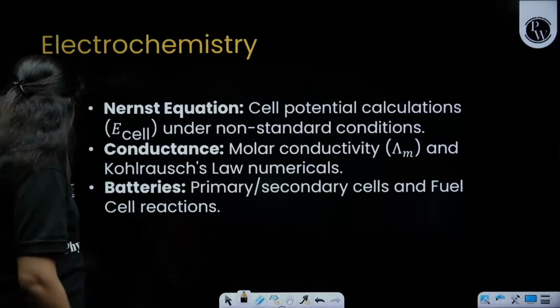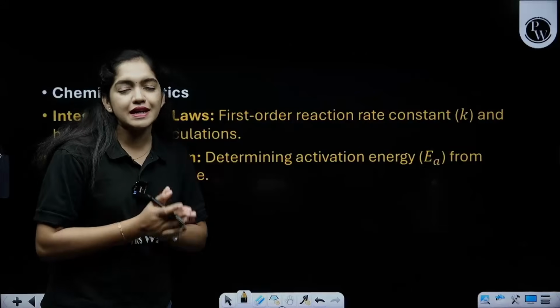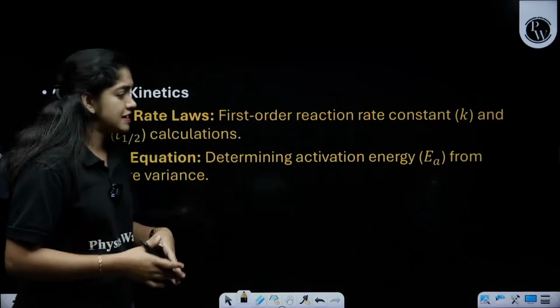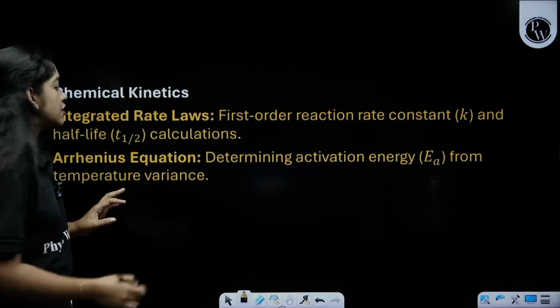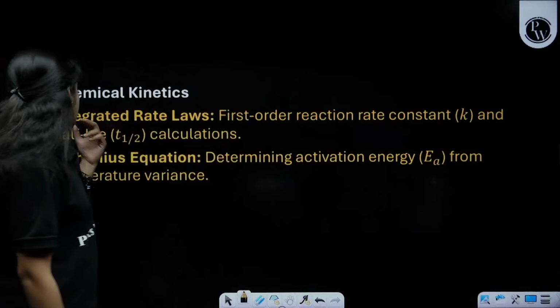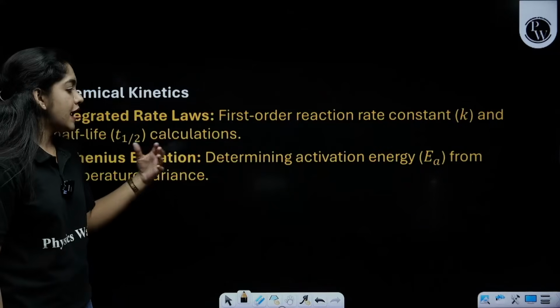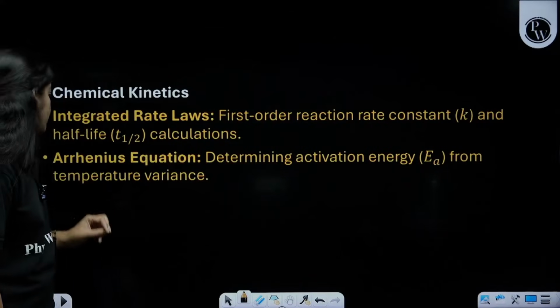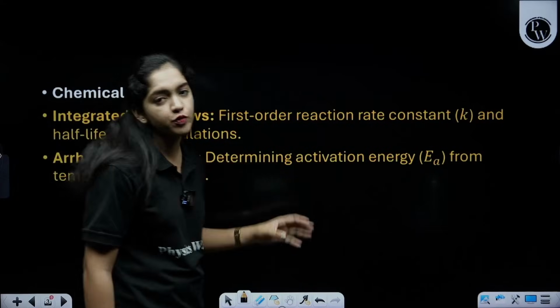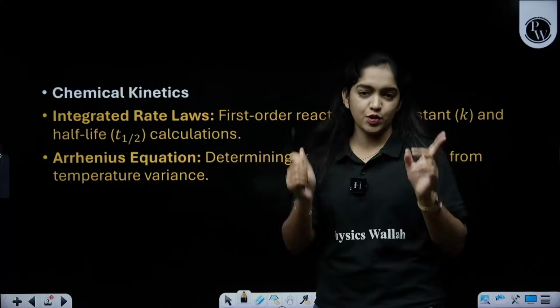Then the third chapter is Chemical Kinetics. That is also a problem chapter. Chemical Kinetics is related to the rate of reactions, and from that, integrated rate laws are very important: first order reaction, rate constant, and the half-life calculation. The last thing is the Arrhenius equation, and determining the activation energy Ea from the temperature variation is very important for your boards. 2 mark questions are repeatedly asked from the Arrhenius equation section.